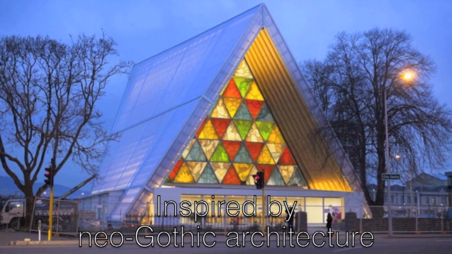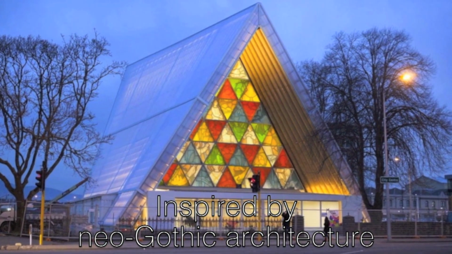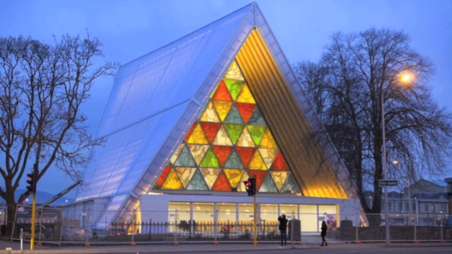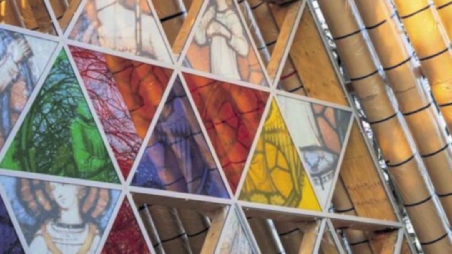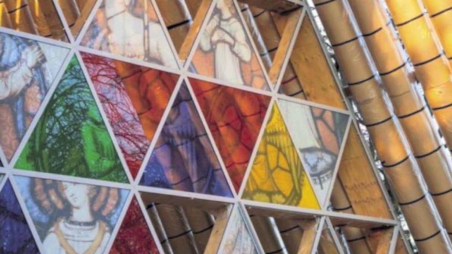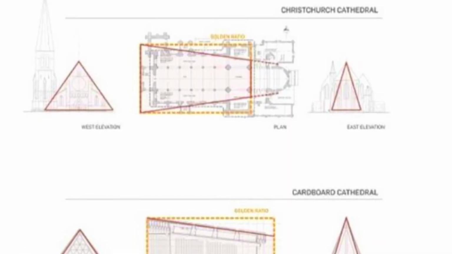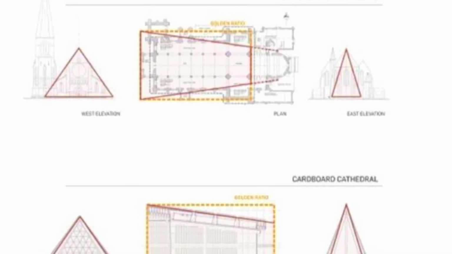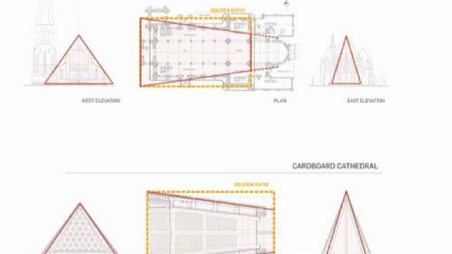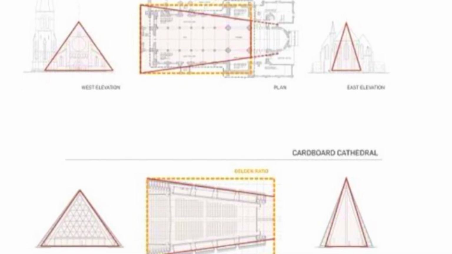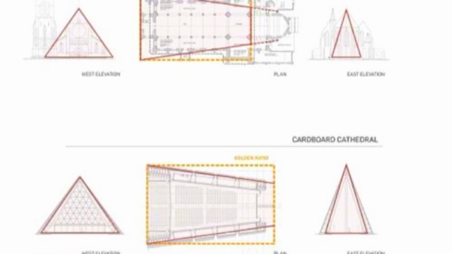The church's design was inspired by Neo-Gothic architecture, as with most churches. Instead of a rose window, triangular pieces of stained glass were used as a replacement. In terms of its plans and elevations, the temporary church contains similar elements to that of the original church, such as the triangular-shaped elevations and trapezoidal plan.